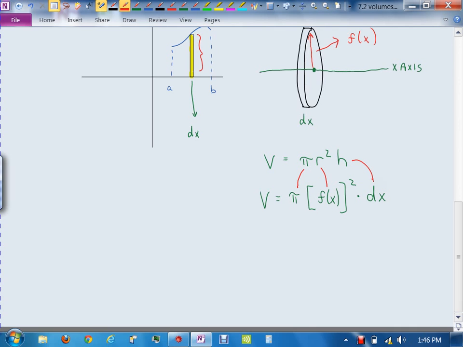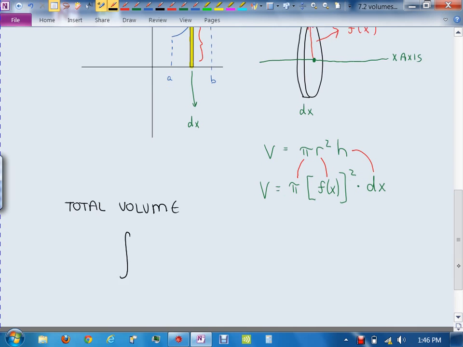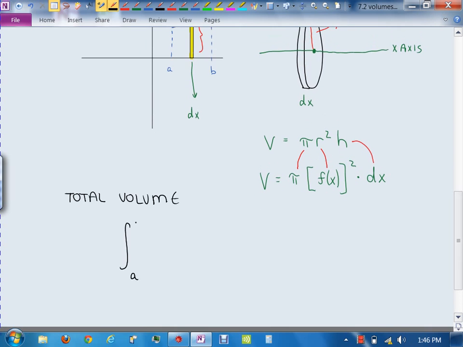So how do I find the volume of the entire function rotated around the x-axis? Take the integral, right? Integrate. So if I want the whole thing, the total volume would be the integral from where to where, though? A to B of, what are you adding up? All the little washers, right? So what's the formula for the washer? Pi f of x squared dx.